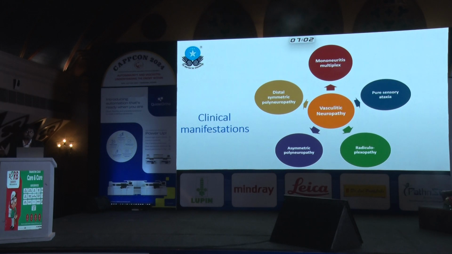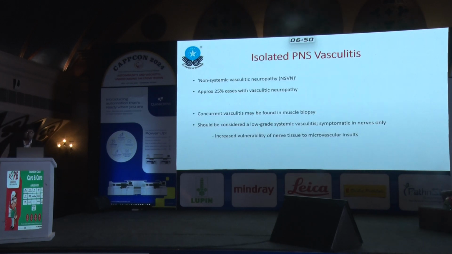Vasculitic neuropathy most commonly presents as mononeuritis multiplex followed by distal symmetric polyneuropathy. Other manifestations can be asymmetric polyneuropathy, radiculoplexopathy, or pure sensory ataxia. Isolated PNS vasculitis, or non-systemic vasculitic neuropathy, where vasculitis is confined to peripheral nerves only, comprises about one quarter of all cases of vasculitic neuropathy. Concurrent vasculitis may be found in muscle biopsy.